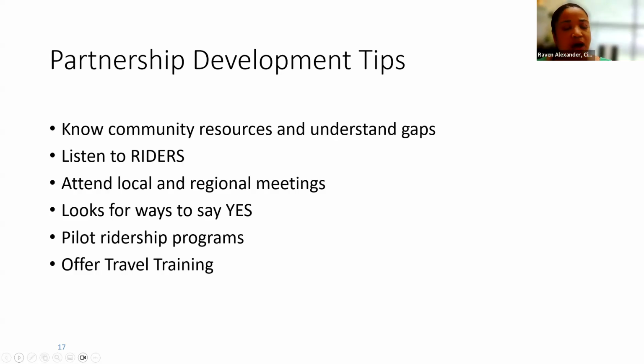And then we also offer travel training. So while, yes, we may have these ridership programs, it may not be beneficial if they don't know how to use your system. And so we definitely make sure that we market that program as well, just to make sure that everyone knows how to effectively use our system.